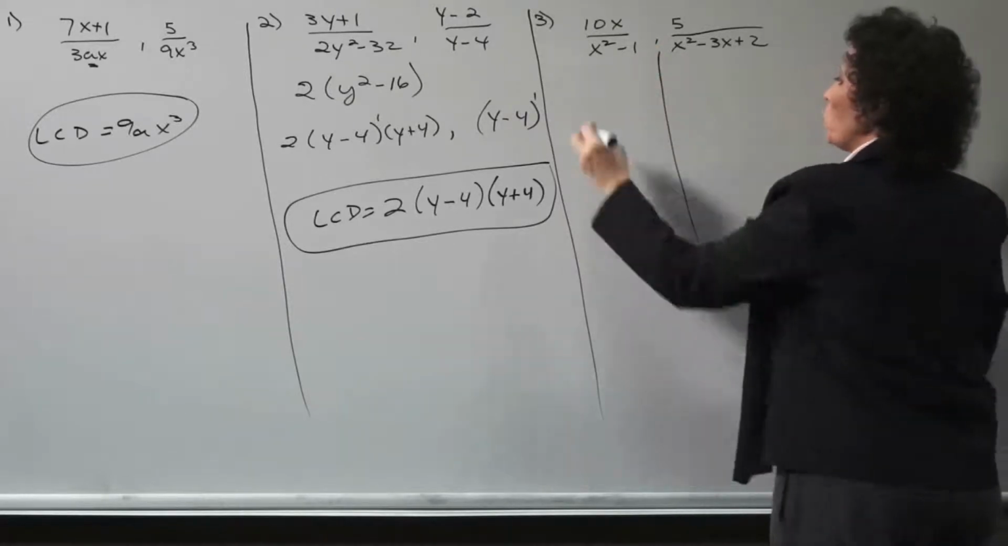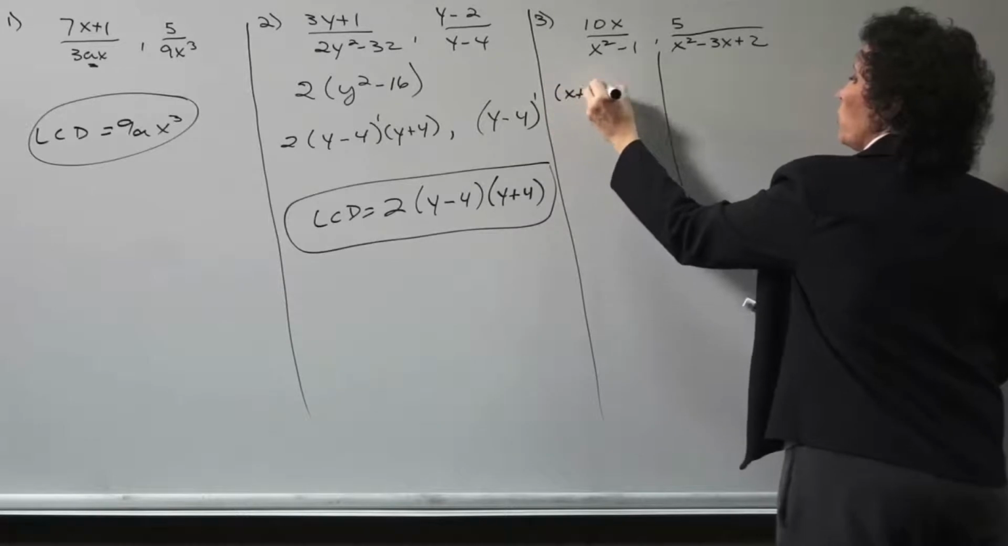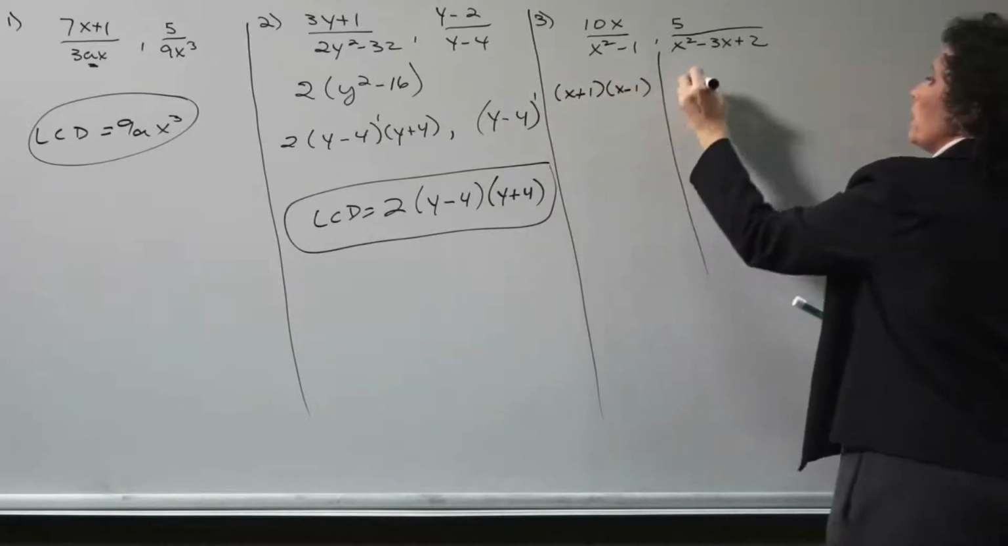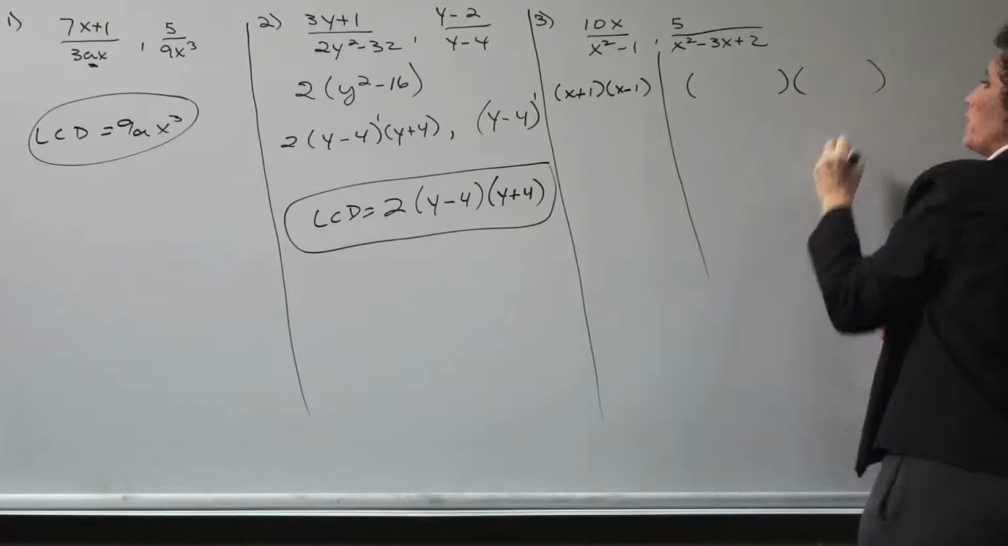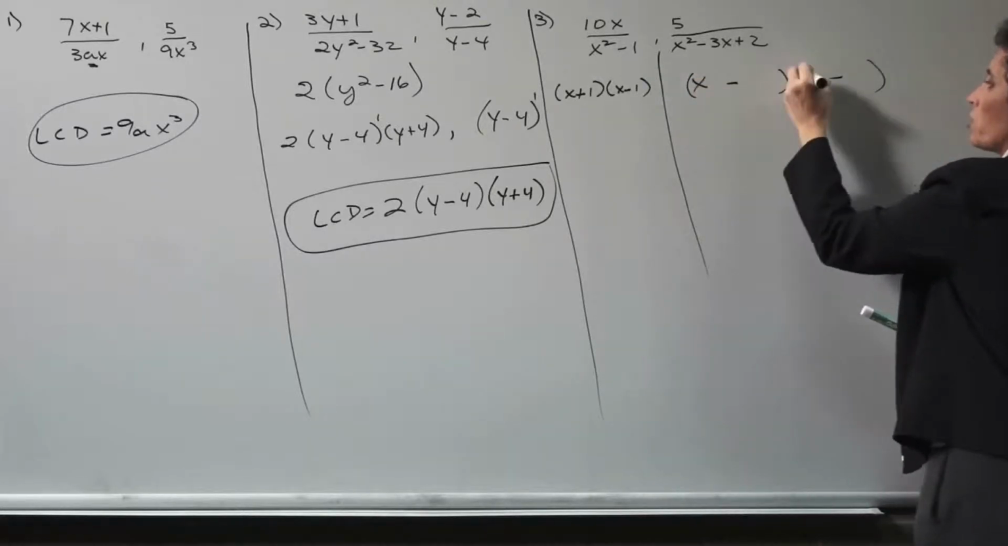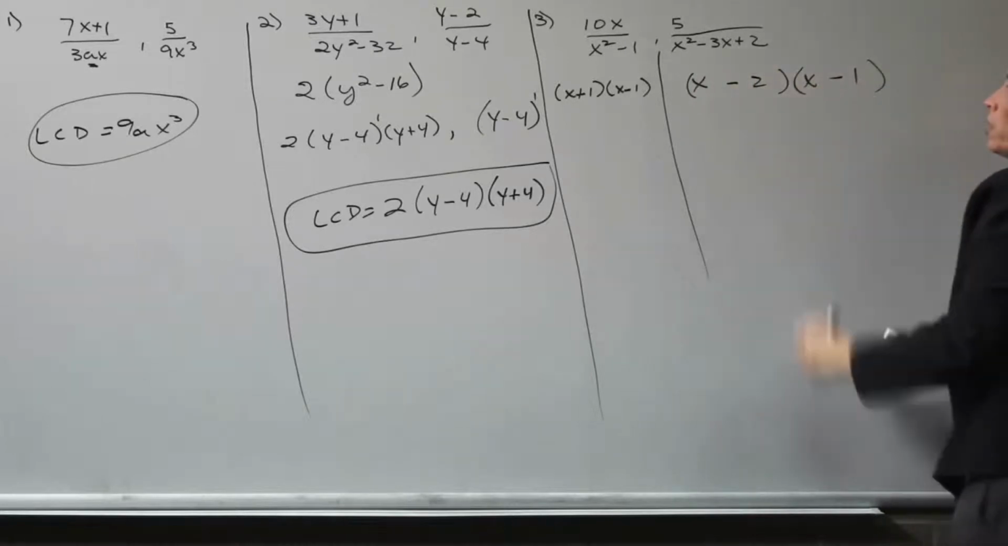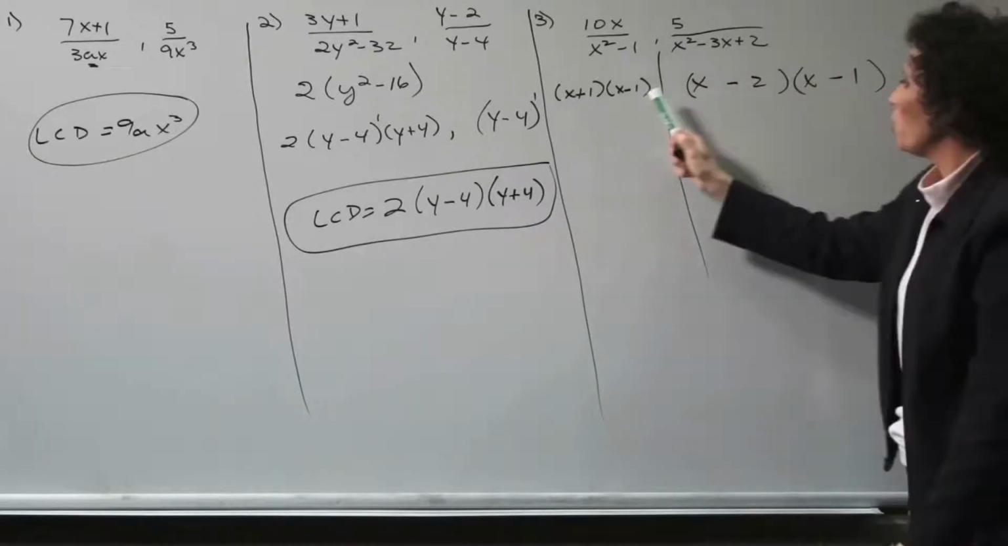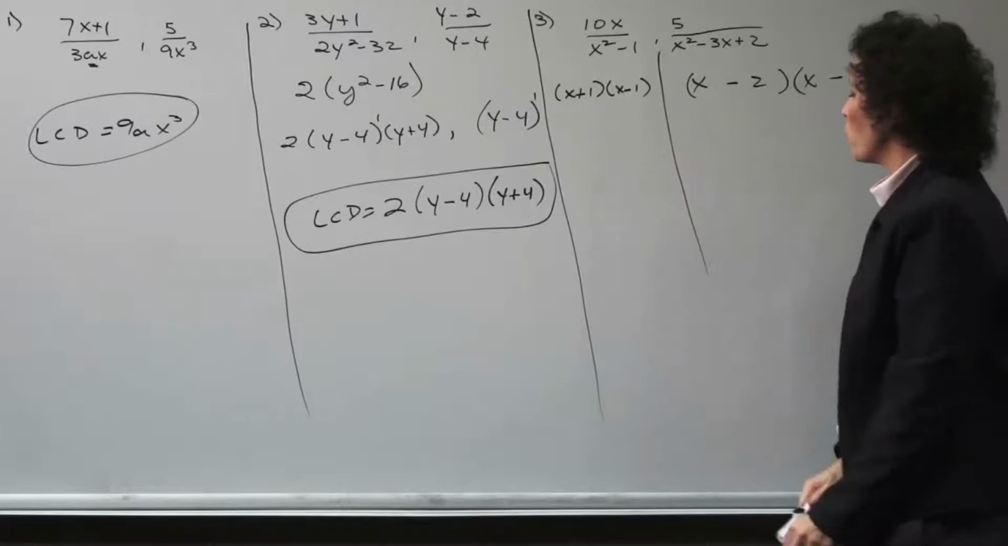Here we have the difference of two squares, which is x plus 1, x minus 1. Here, last term is positive, tells me my signs are the same, so they're both negative. X squared is x and x. 2 is 2 and 1. So these are my factors here. These are my factors here. Here we go. We're going to get an LCD.